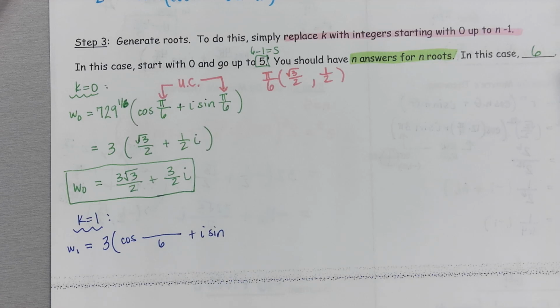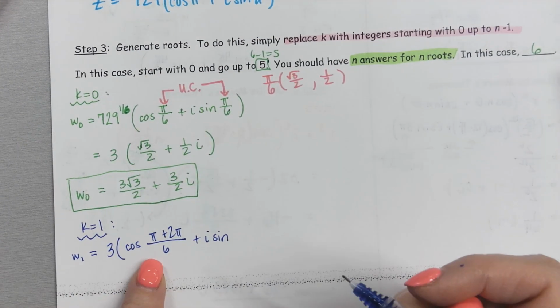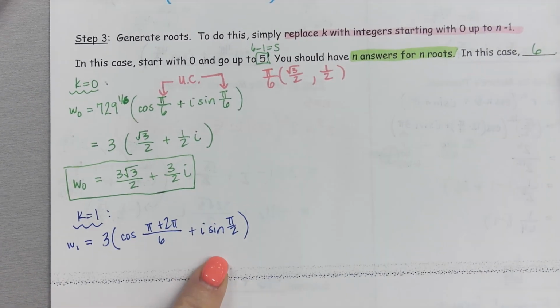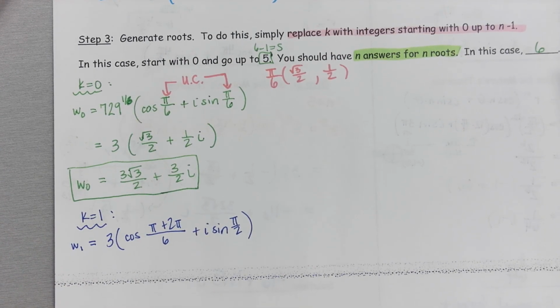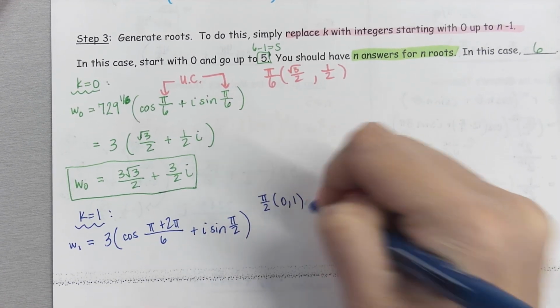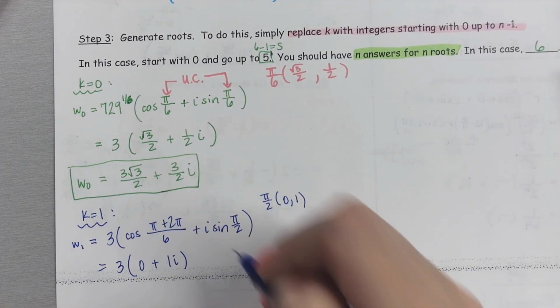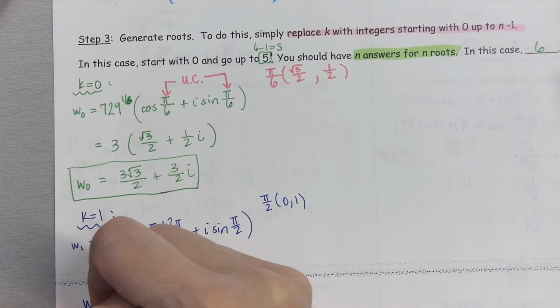All right, so when you plugged in a 1, 2k pi is now just 2 pi. Pi plus 2 pi is going to be 3 pi, and then 3 pi over 6 reduces to what? Yeah, so it's just pi over 2. You guys with me on that? Okay, so once you do that, now you can just find the point at pi over 2. Okay, so you have 0, 1, so we're just going to plug that in. Okay, so you have 0 plus 1i. Okay, so that is going to simplify to 3i.